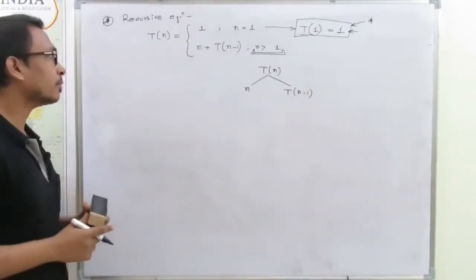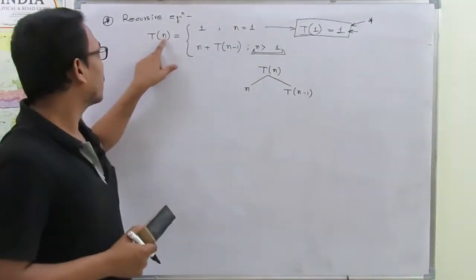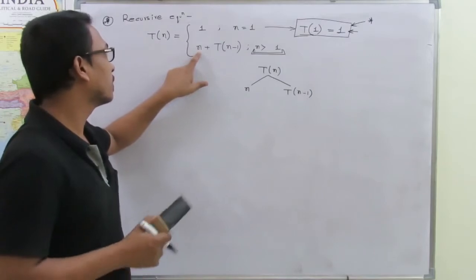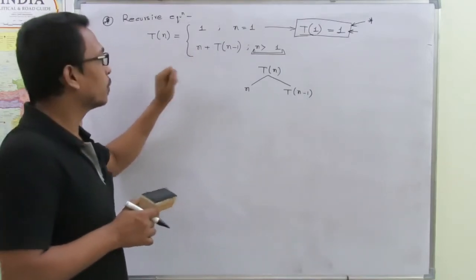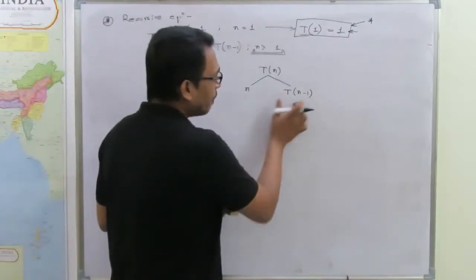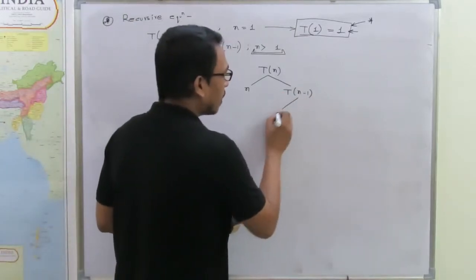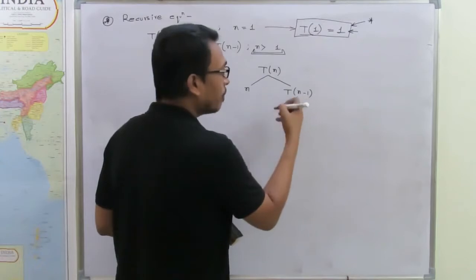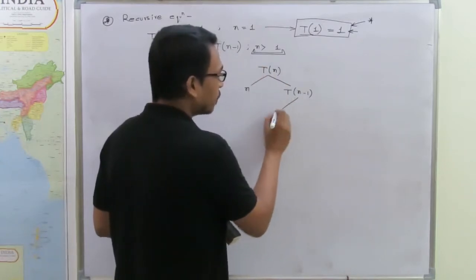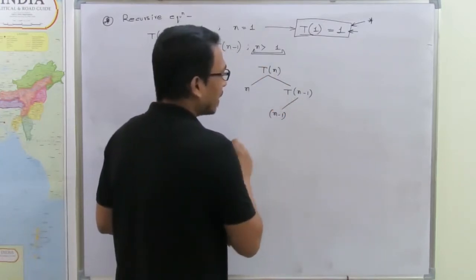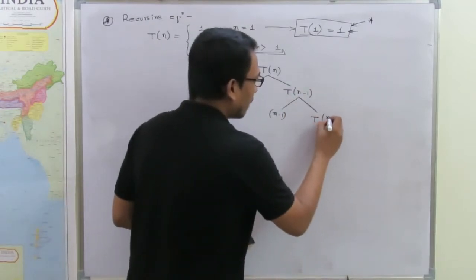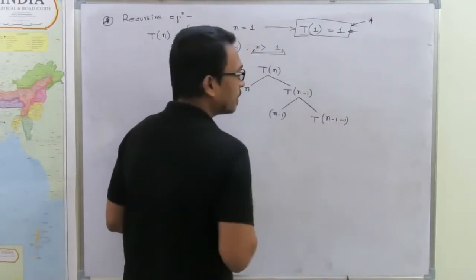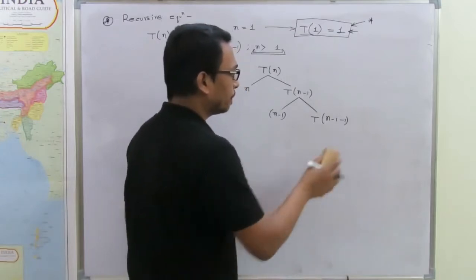Now look here, whatever the number of input, we need to work that particular amount of time. Clear? So now here the number of input is n minus 1. That means how long do we need to work, or how much time do we need to spend? We need to spend n minus 1 time, and after that we can reduce the problem into T of n minus 1 minus 1, that means T of n minus 2.